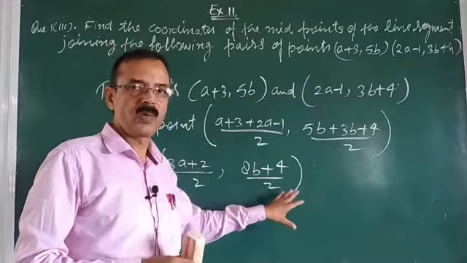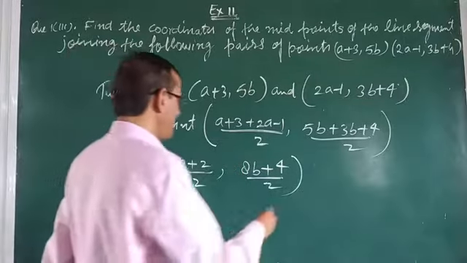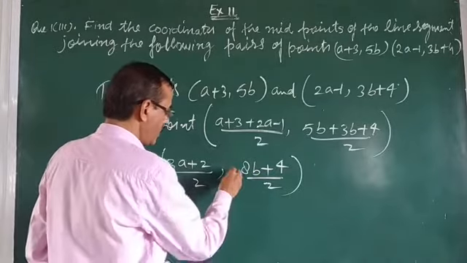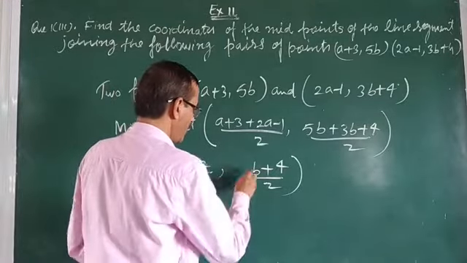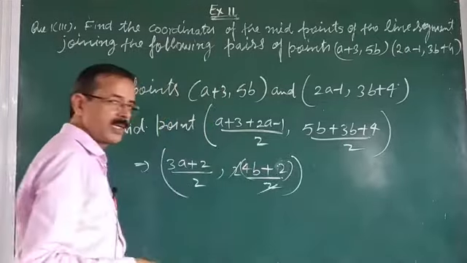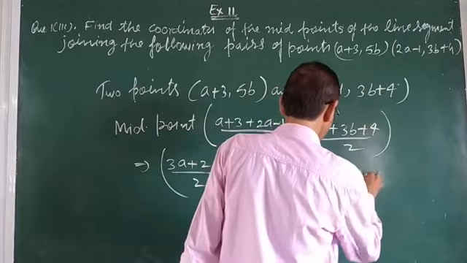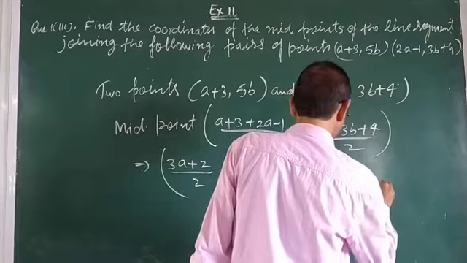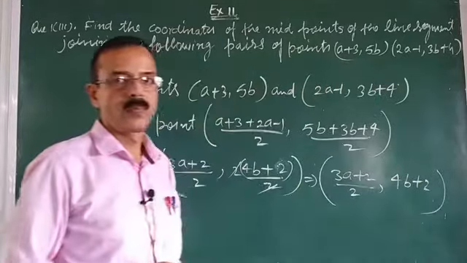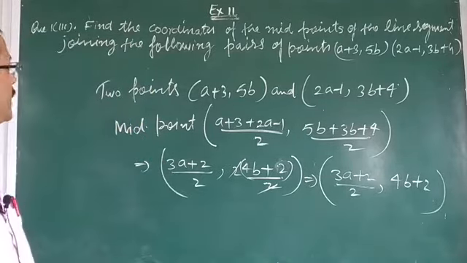Or you can reduce by taking 2 common. In the second coordinate you can write 4b. If you take 2 common from 8b plus 4, what will be here? Here it will be 4b plus 2, and the 2 cancels. So your point will be ((3a plus 2) upon 2, 4b plus 2). This is the point. Right? So this was the method to find the midpoint for question number 1, third part.